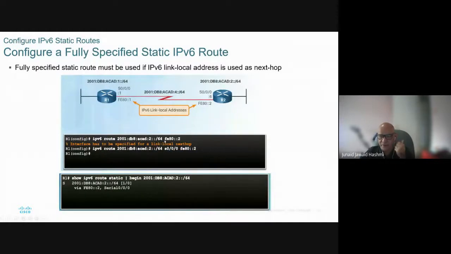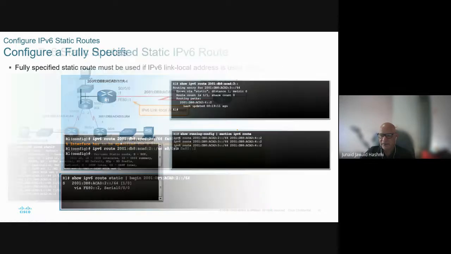So in IP version 6, you can also specify a fully specified static route. You can configure a fully specified IP route by using both the interface ID and the next hop IP address. You see, this is the fully qualified route that is using both the interface ID and the IP address of the next hop interface.